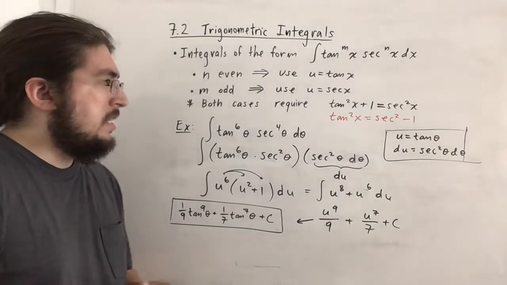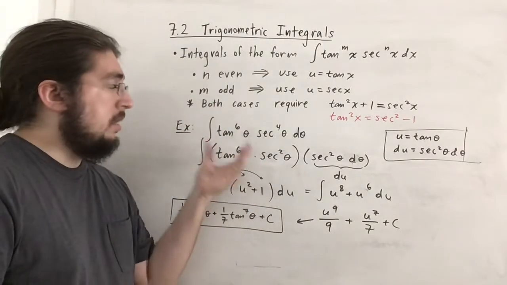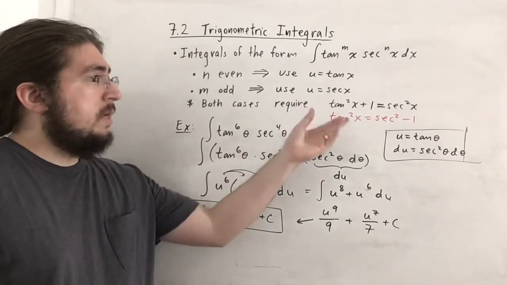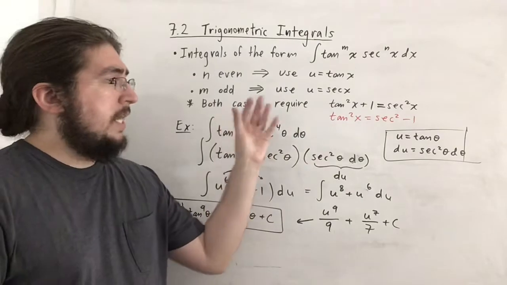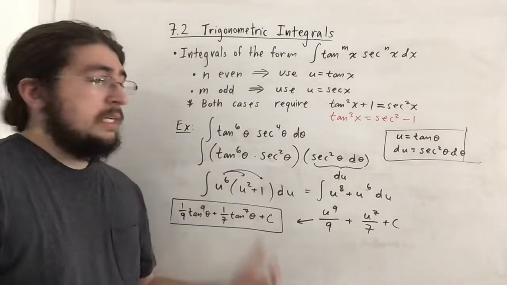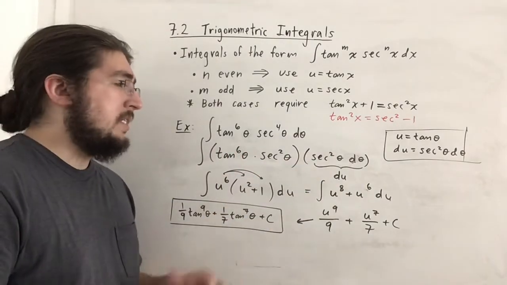And again, it really just depends on which derivative you can pull apart to still have powers that are even, so we can use the appropriate Pythagorean identity to write things in terms of the same function. In this case, we could write everything in terms of tangent, because that's our u substitution in this case.